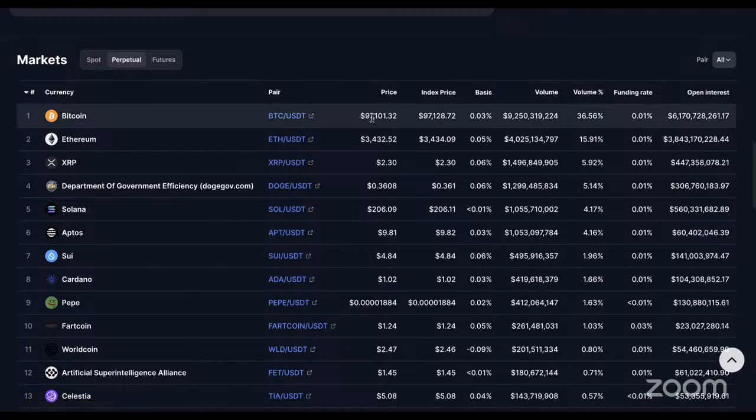The current price of Bitcoin is 97. The volume that has been traded today, buy and sell, is $9 billion. That means 36% has been traded in the last 24 hours. So before you start trading, you need to know what volume is in the market. By the time you are entering the market, you need to know what volume is in the market. By the time you are finishing for that day, you need to know what volume is in the market.